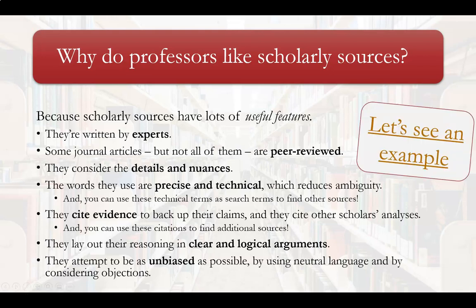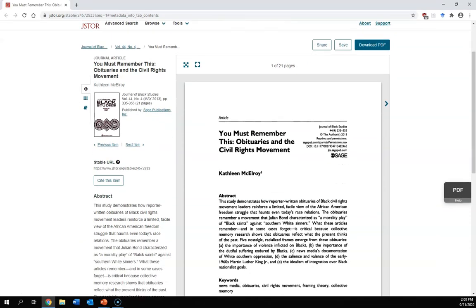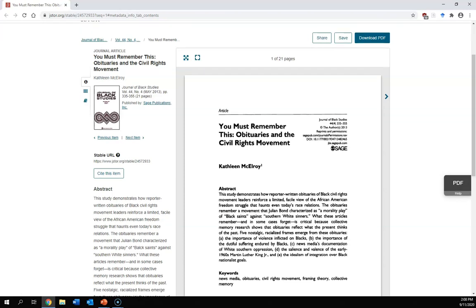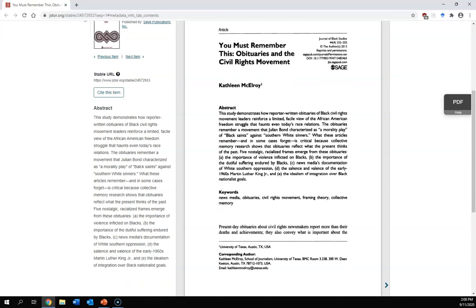Let's see an example of a scholarly source. This is an article that was published in a scholarly journal. I can tell just by looking at this that this is a scholarly source. And you can too if you know what to look for. I'm going to point out 3 indicators which tell me that this is, in fact, scholarly. The first indicator is the author. Not just the author's name, which is right here, but also the author's credentials. We can see that she's affiliated with the University of Texas, Austin, specifically the School of Journalism there. This gives us a reason to believe that she may be an expert.